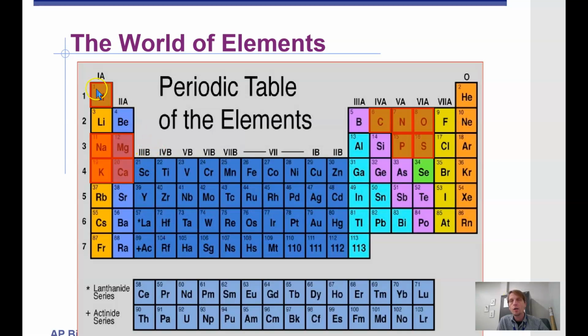So hydrogen is a 1. It has 1 proton. Helium has a 2. It has 2 protons. Lithium is 3. Beryllium 4. Boron 5, 6, and so on. So you come down here to 20. Calcium, that has 20 protons inside the nucleus.